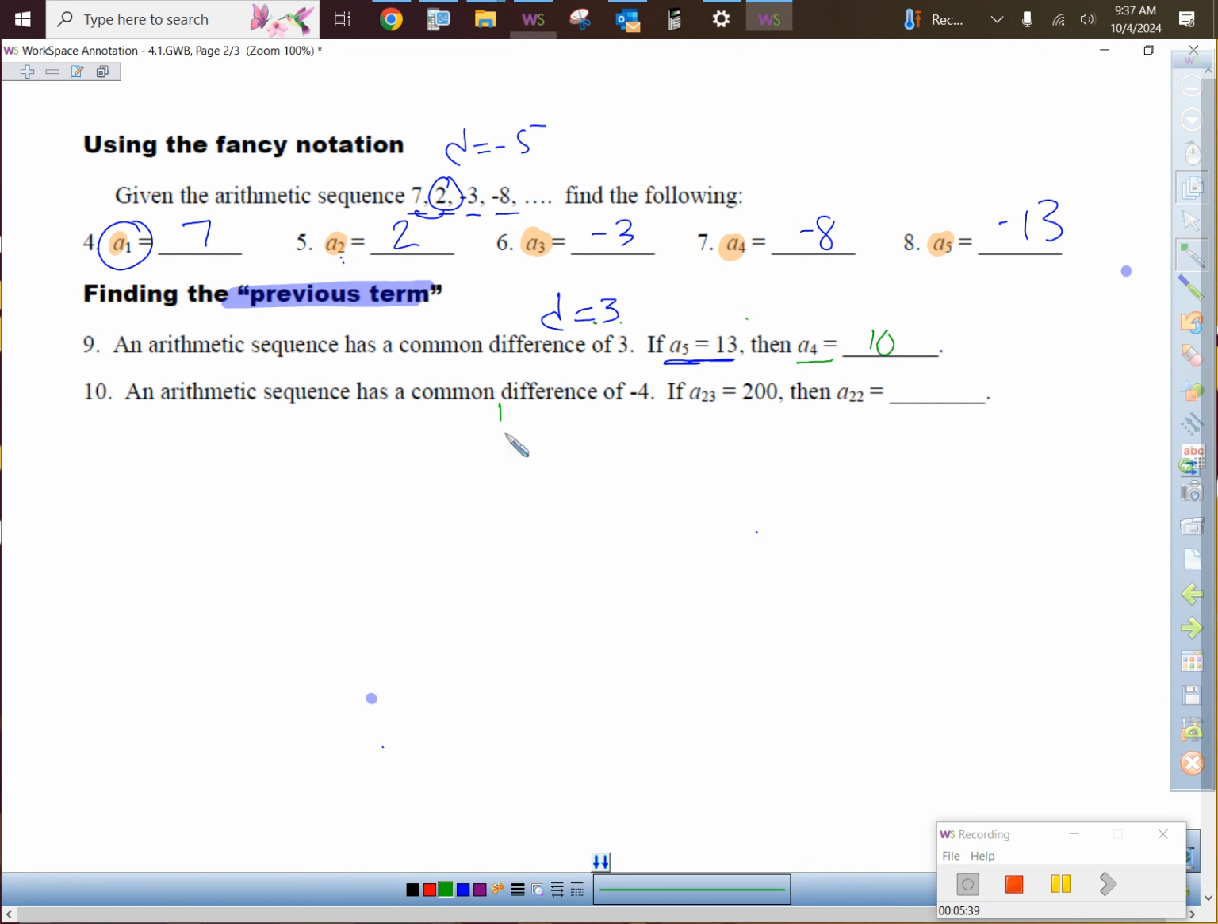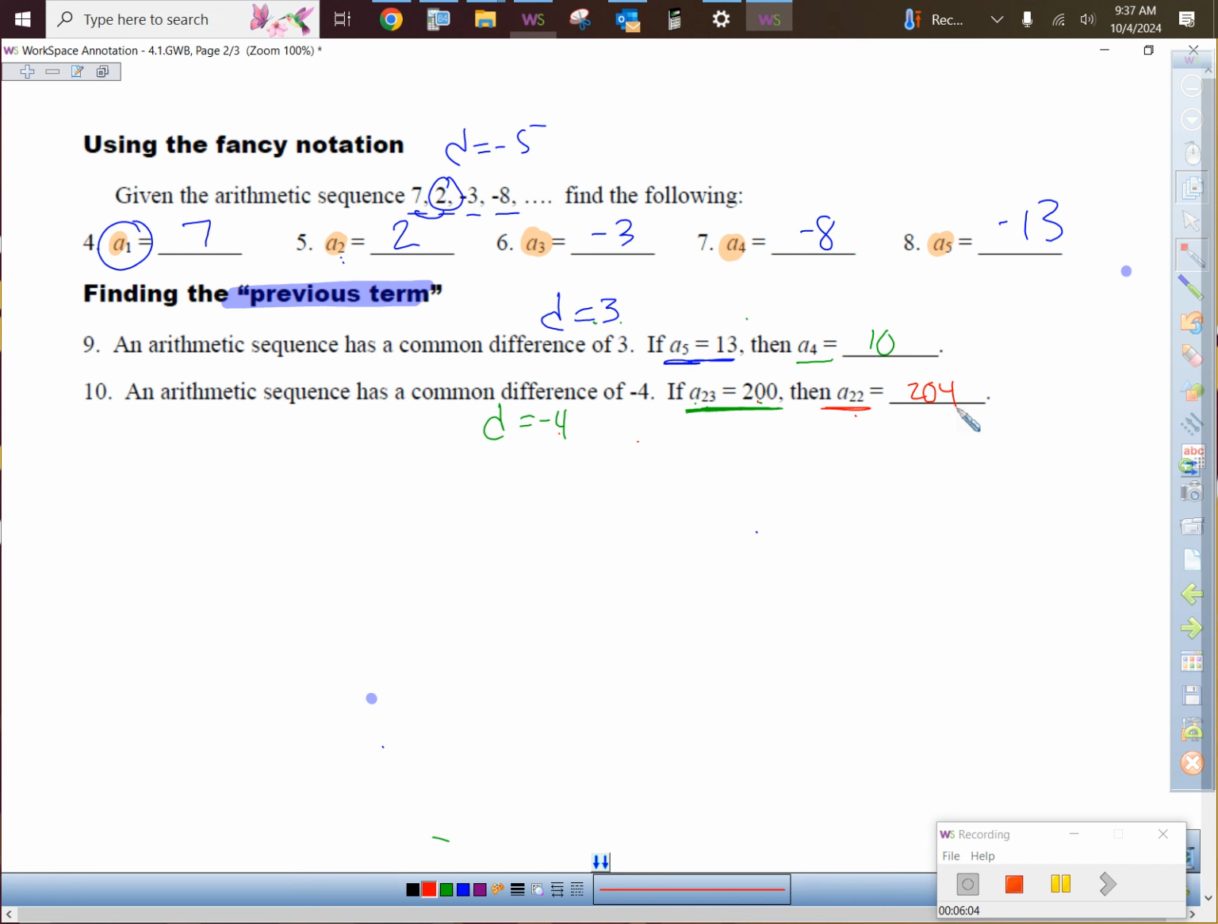So on this guy, the common difference is -4. It means in this sequence they were going down by 4, down by 4, down by 4, down by 4. They say the 23rd term is 200. They want the 22nd. Isn't that the previous term, right? So if they were going down by 4, what would you have to do to go backwards? Not down by 4, but up by 4. So you would take 200 and add 4 to it, and do you see how you would get 204?